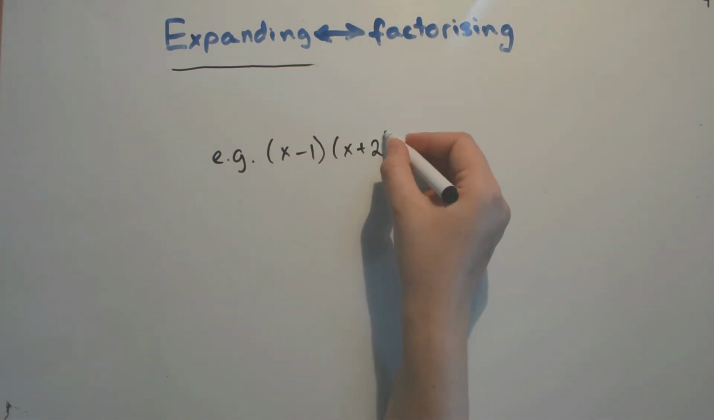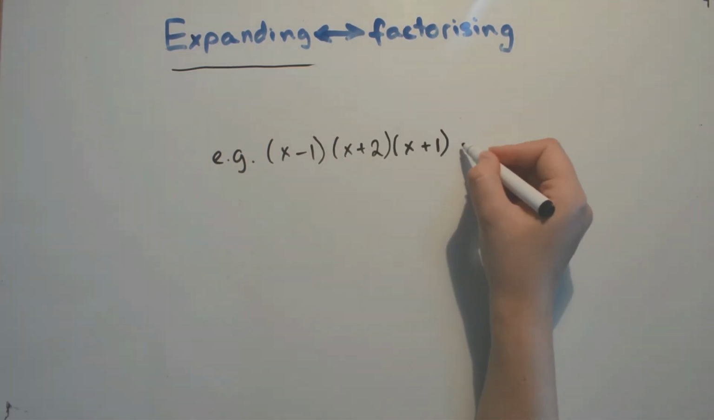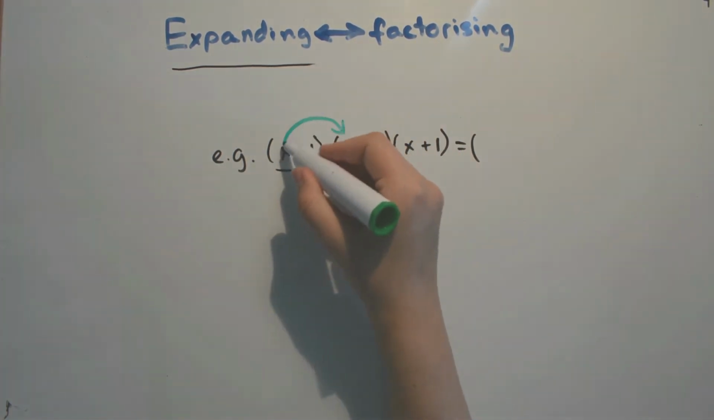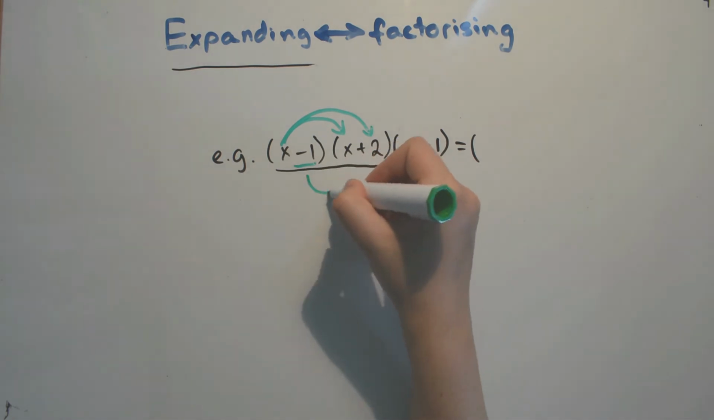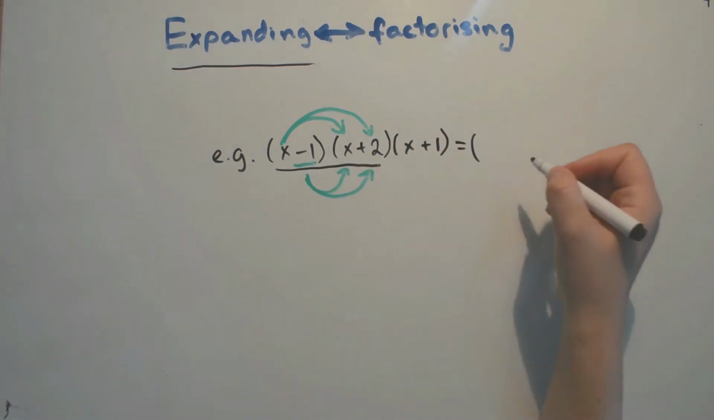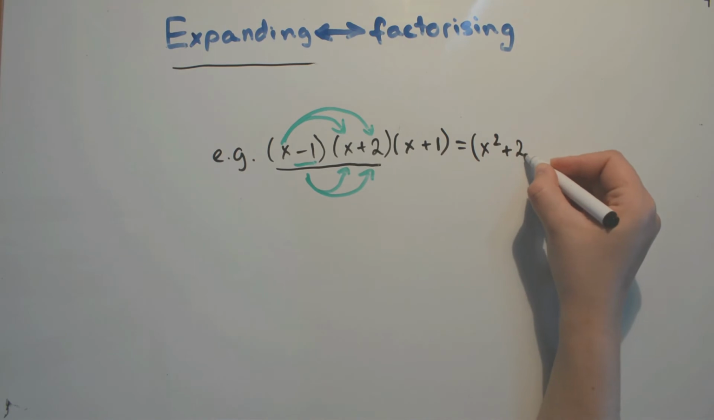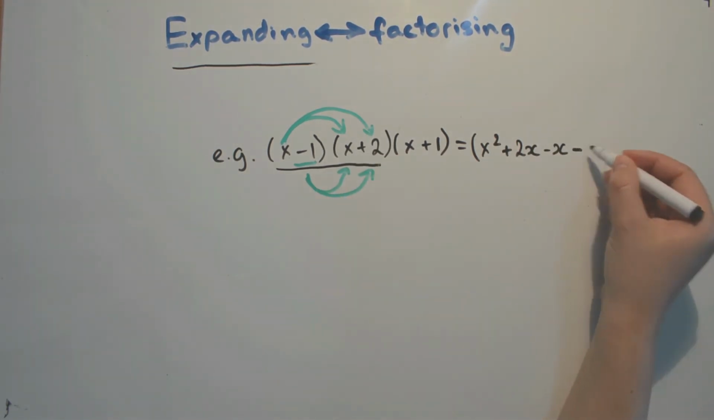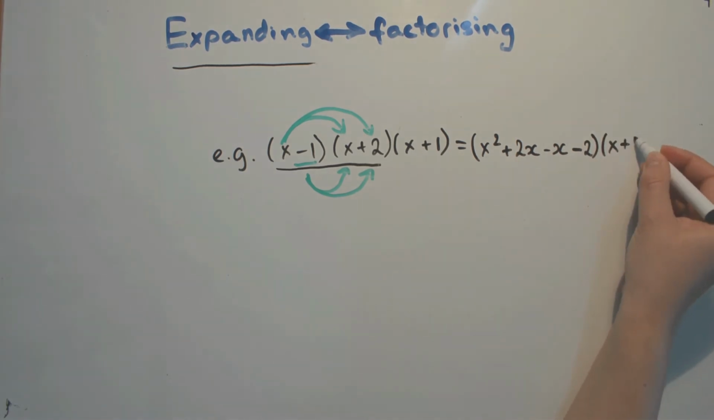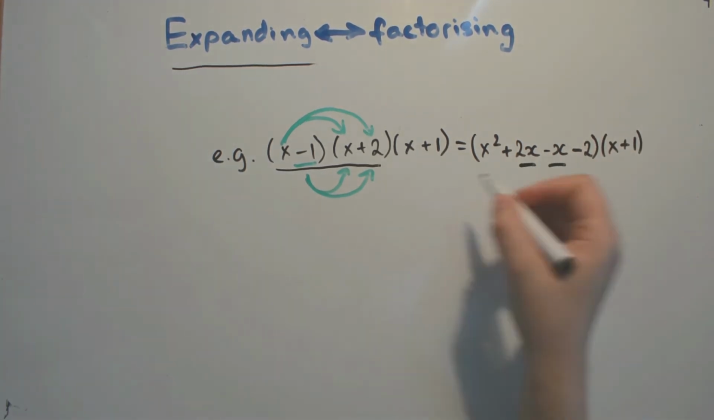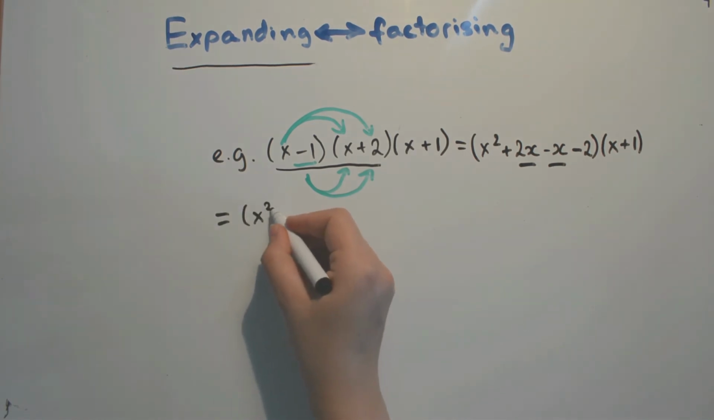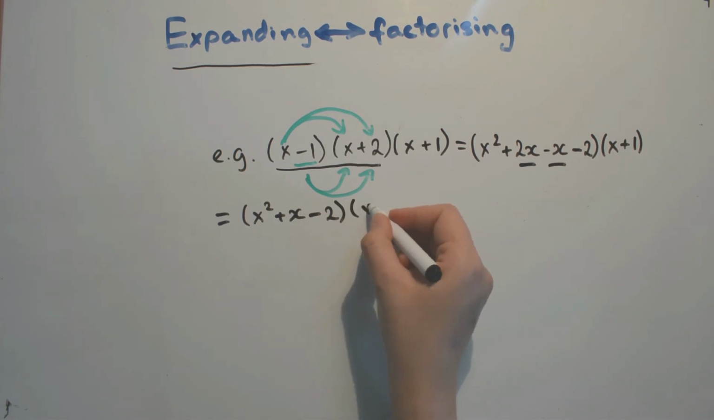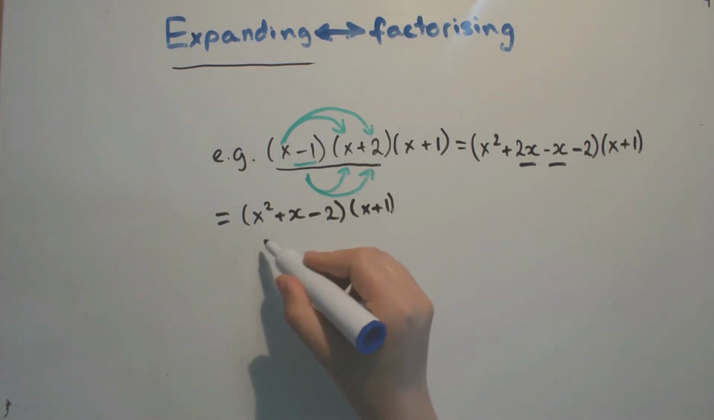So our example is going to be x minus 1 times x plus 2 times x plus 1. So I'm gonna do the first 2 brackets. Okay, and as you can see, so it becomes x squared plus 2x, and then minus 1 we times by the second bracket, we get minus x minus 2, and then I write the third bracket just the same way. Okay, also as you can see, you can simplify the second bracket, so that's what I've done just now, and then I'm gonna times it again by the third bracket.